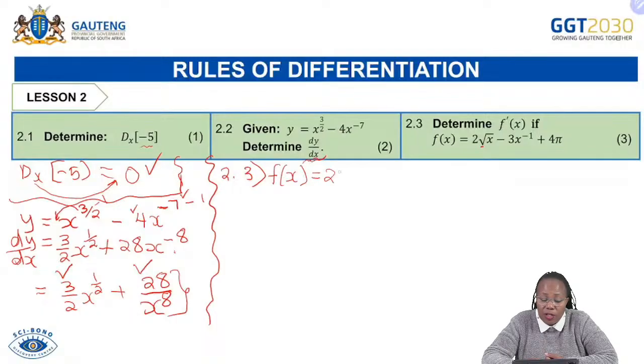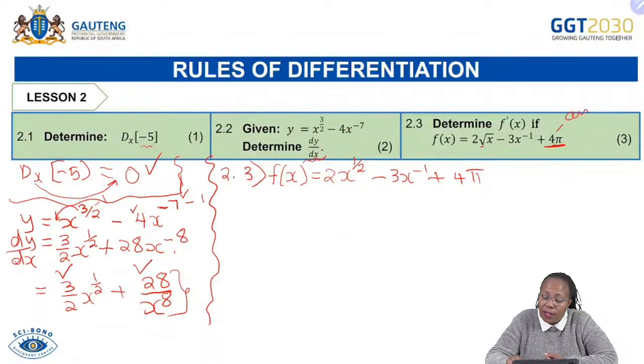So it will be f(x) equals 2x. Remember, the square root is to the power half. So we write this in exponential form, minus 3x to the power minus 1 plus 4 pi. Remember, 4 pi is a constant value, right? It is not a variable, it's not a letter, it's a symbol representing 22/7. Therefore, it's a value, right?